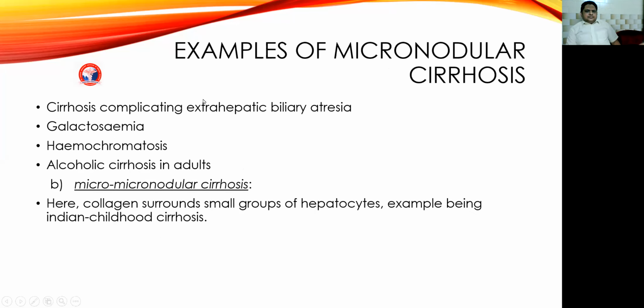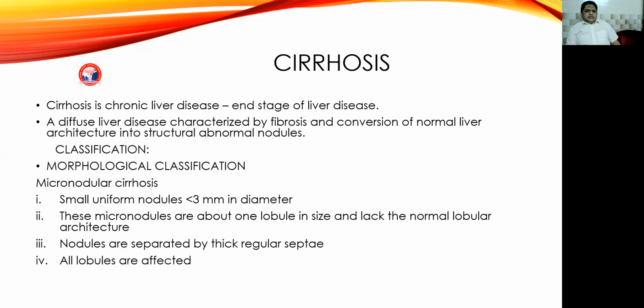It is an end stage liver disease and a diffuse liver disease characterized by fibrosis and conversion of normal liver architecture into abnormal nodules. That is, the normal smooth surface of the liver is totally lost and the liver becomes nodular in appearance. So the architecture of the liver is completely lost, and now it has come to an end stage of liver disease.